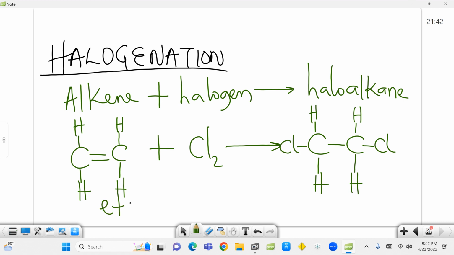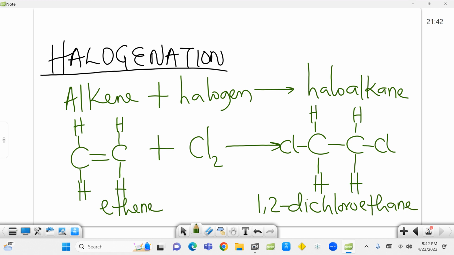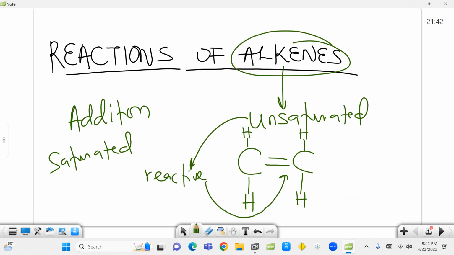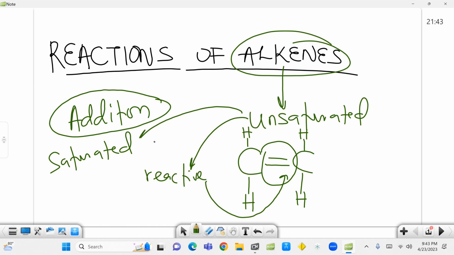Okay, so on the reactant side, we have ethene and chlorine gas, and on the product side, we have actually produced 1,2-dichloroethane. Okay, so let's review this. So alkenes are actually unsaturated substances. This means they are very reactive because of the carbon to carbon double bond, and this makes them undergo addition reaction. In addition reaction, the unsaturated substance becomes more saturated.